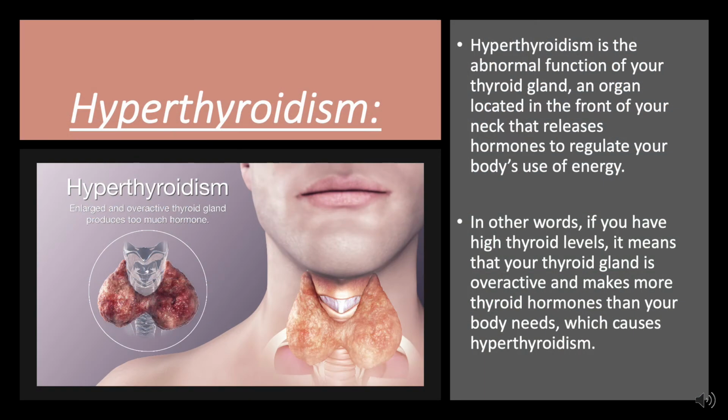Hyperthyroidism is the abnormal function of your thyroid gland, an organ located in the front of your neck that releases hormones to regulate your body's use of energy. In other words, if you have high thyroid levels, it means that your thyroid gland is overactive and makes more thyroid hormones than your body needs, which causes hyperthyroidism.